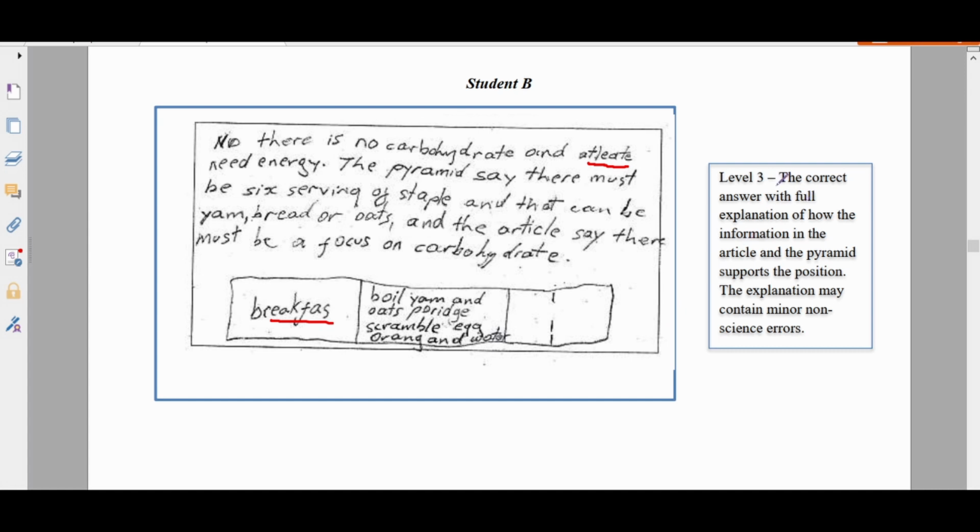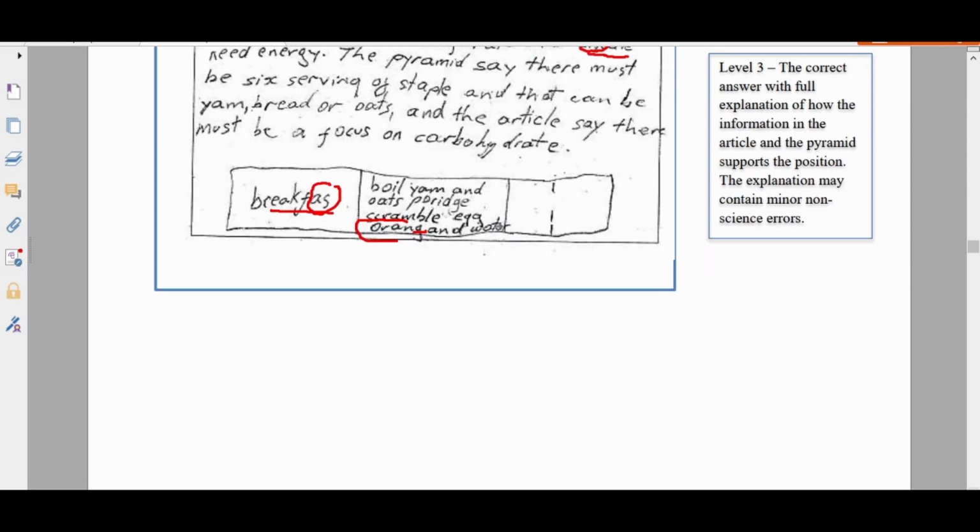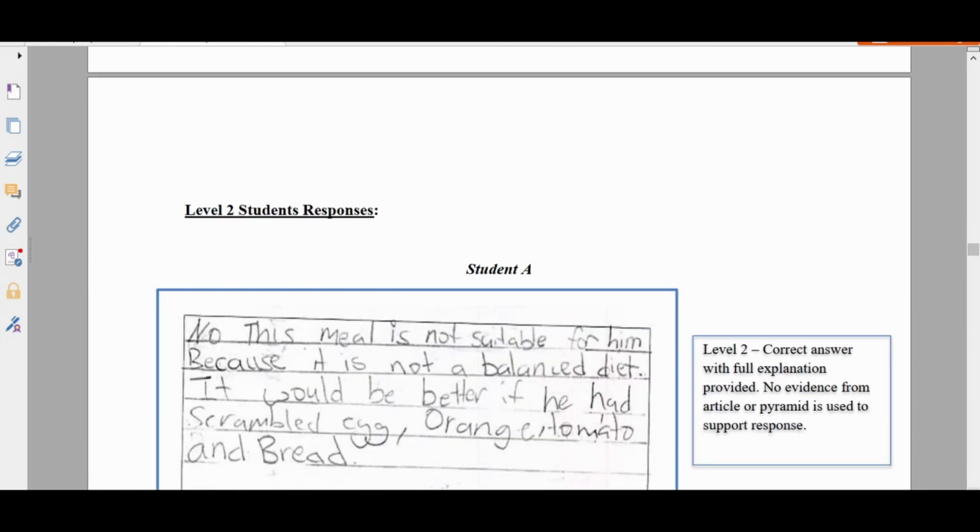Now, level 3, the correct answer with full explanation: the information in the article and the pyramid support the position. This explanation, of course, contains minor non-science errors. So the spelling here of athlete, the incomplete spelling of breakfast, the incomplete spelling of orange, and so on, those are errors, but they are not science errors. This is showing you that even if you make some minor mistakes, you can still get very good marks. Understood? All right, and those were level 3 responses.